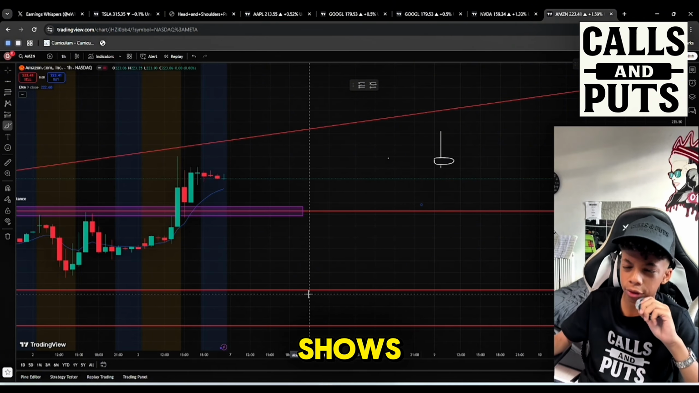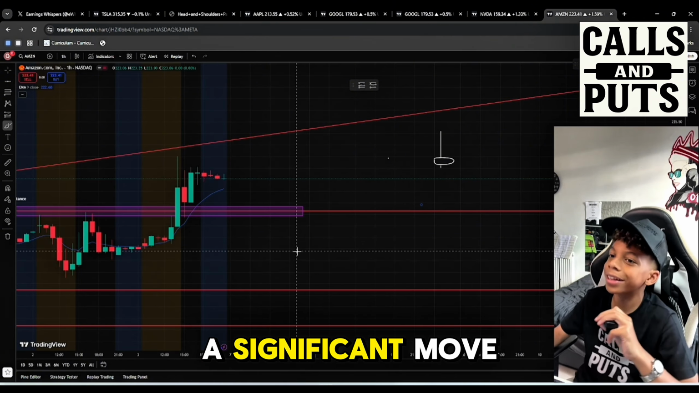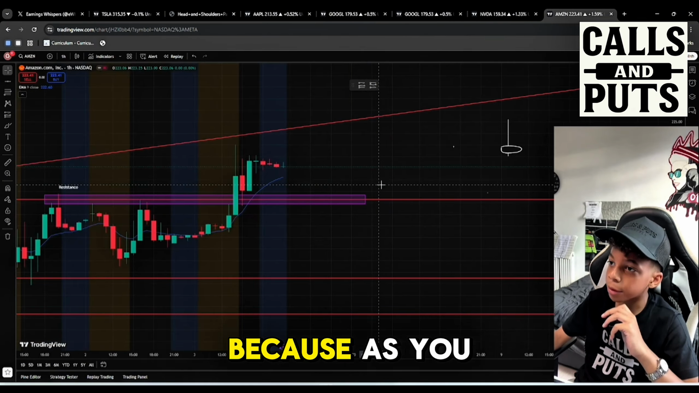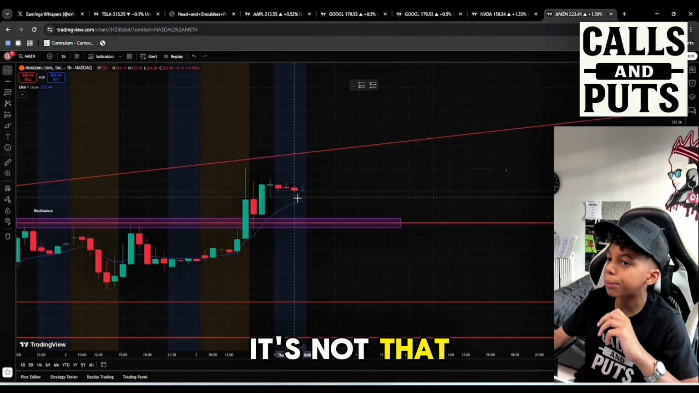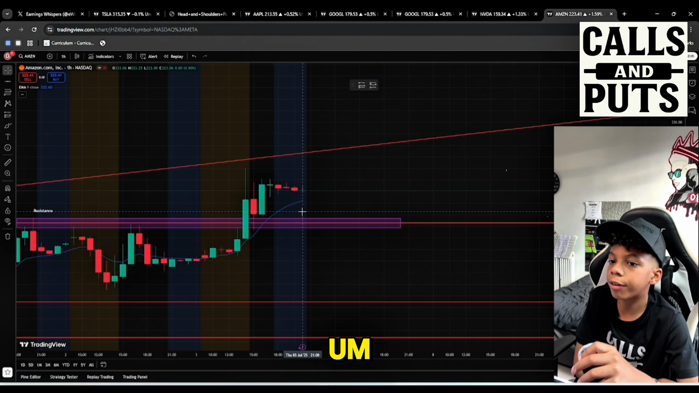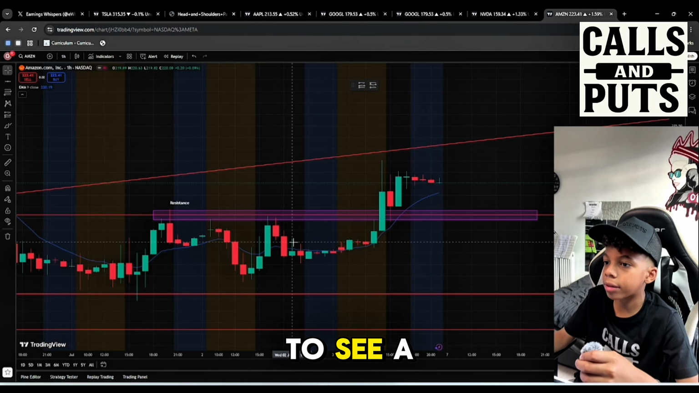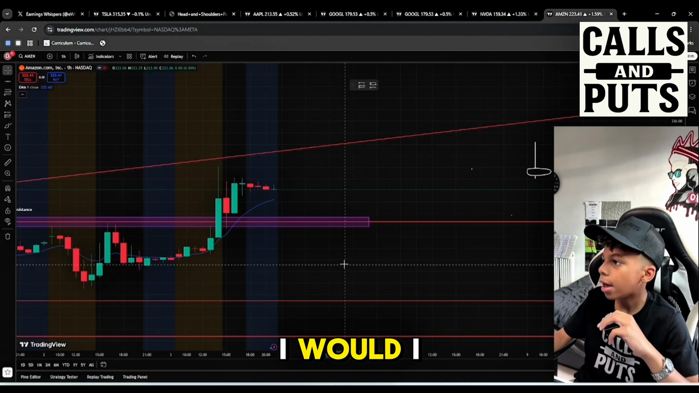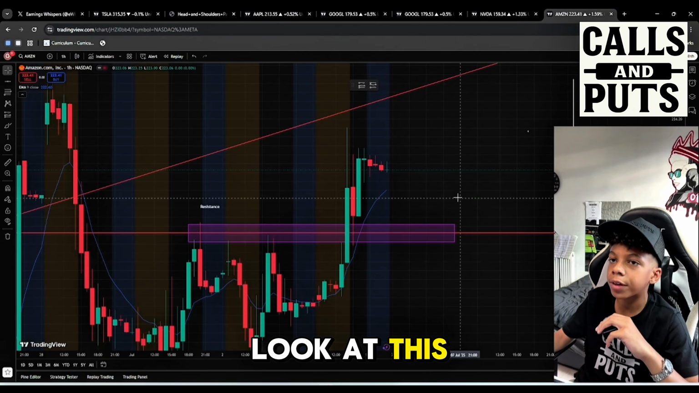And this normally shows a significant move to the downside, but we haven't seen confirmation yet, because as you can see, it's not that big of a red candle here. I would like to see a candle like this here, instead of just a small candle like this. I would say to look at this for the downside.